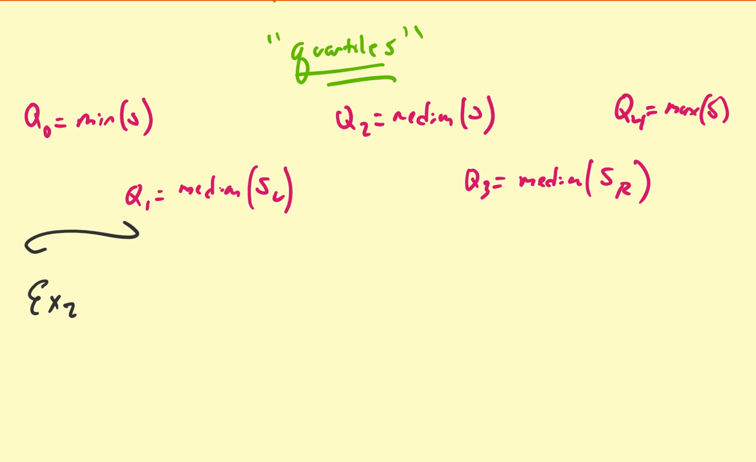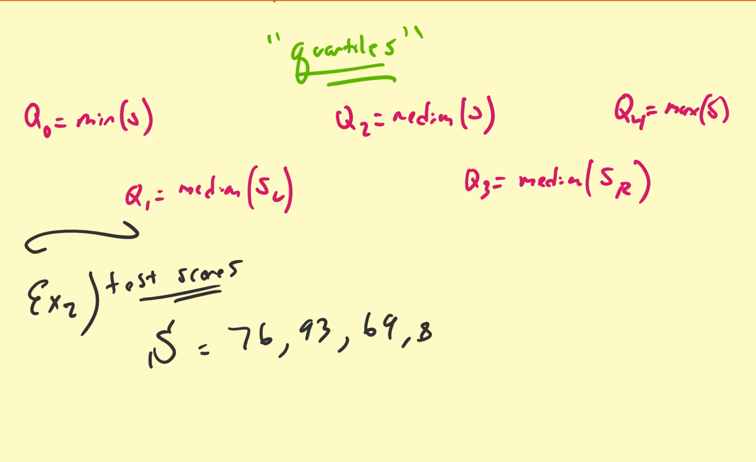Let us demonstrate with another example. Suppose we give a test and we record the test scores of that test. Now let's assume those test scores are equal to 76, 93, 69, 87, 97, 85, 89, 98, and 74.